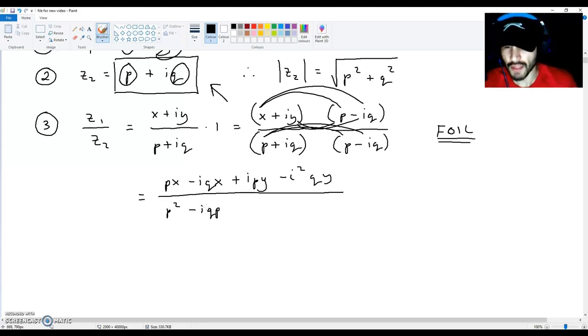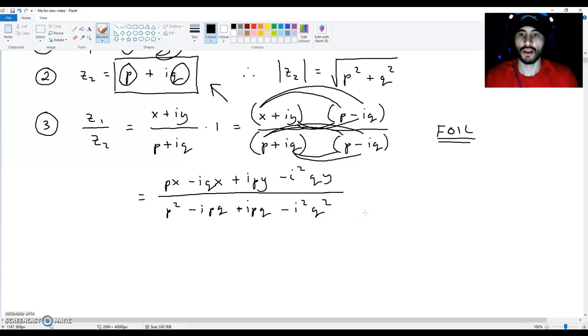Sorry, does p come before q? Yeah, it does. So let me go back here. So we get minus ipq like that, and then we get plus ipq, and then we get minus i squared q squared. So this is what our fraction looks like right now, and we are going to simplify this further so we can end up getting our other complex equation.